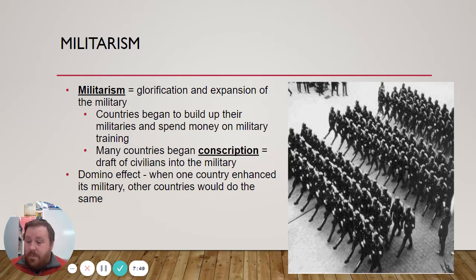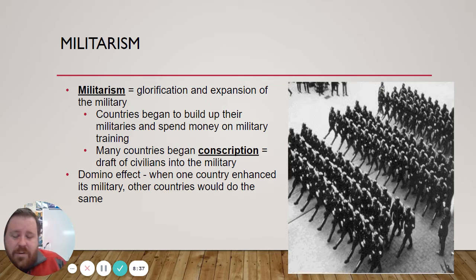You choose certain people. Sorry, you kind of choose randomly, but usually with some restrictions about who can be drafted into the military, and you draft civilians into the military instead of it being made up of volunteers or everyone. If every male in society joins the military, that's not conscription. That's something else. I don't know what to call that. But so many countries began conscription, where you draft civilians into the military, the military draft, like you've probably heard of before, and that starts during this time.